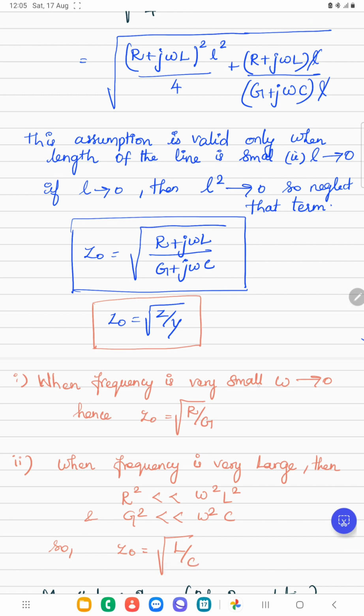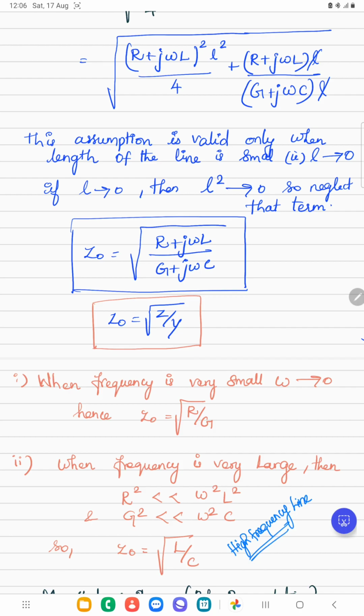When the frequency is very small, that is omega tends to 0, the omega terms cancel, so only R by G remains, for low frequency. If it is high frequency, the R square term is very much less than the omega square L square term, so the Z0 value becomes root of L by C. This is the characteristic impedance for high frequency applications, which is studied in the next concept. So for high frequency lines, the characteristic impedance Z0 is root of L by C.